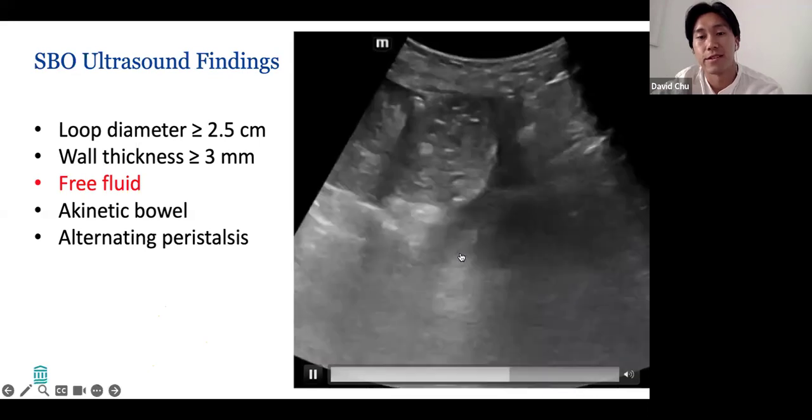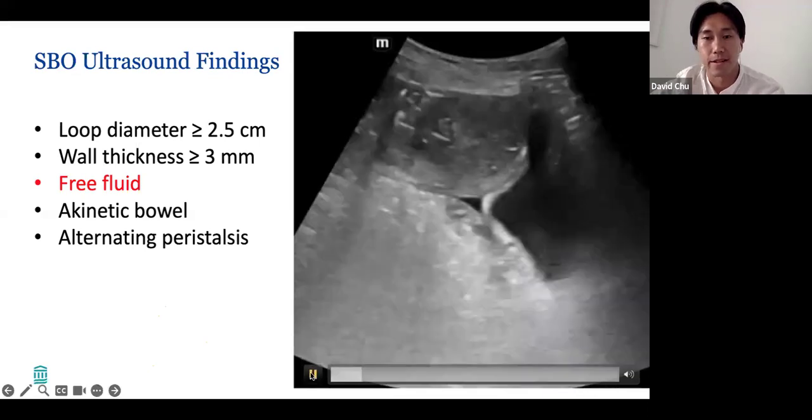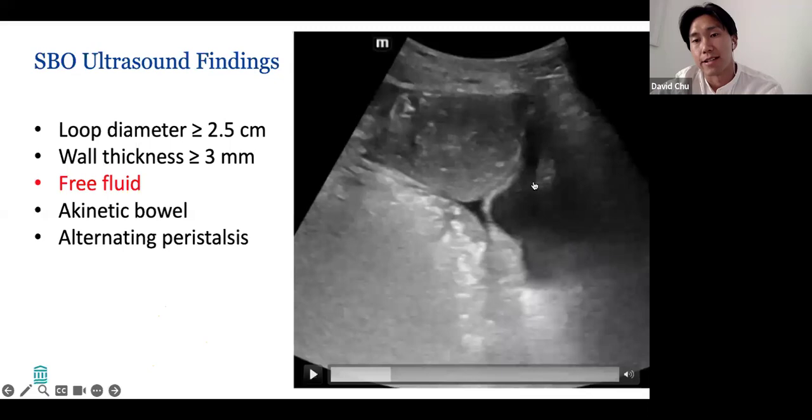That's free fluid. Whereas if I pause it right there, this is the bladder. It conforms to the round shape of the bladder. Whereas here, this triangular, angular shape, that's actual free fluid. So it's important to be able to differentiate those two.